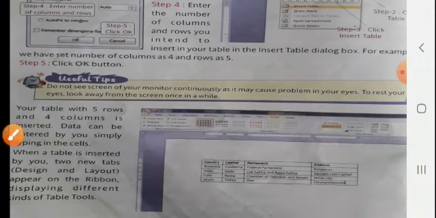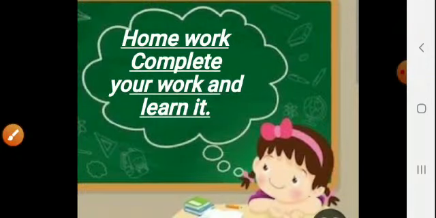So what is your homework? Your homework is to complete your work. You have to write all the shortcut keys in your notebook as well as learn them. Shortcut keys are given on page number 61, as well as on page number 57, the quick steps. So these you have to note down in your notebook and learn them.